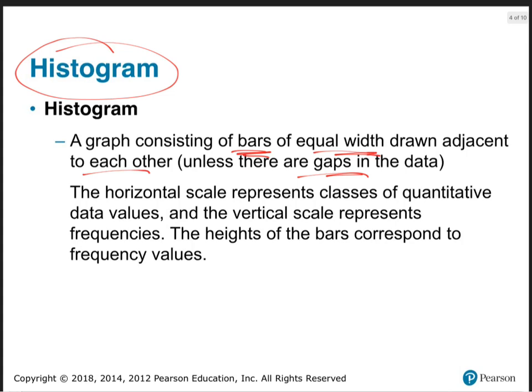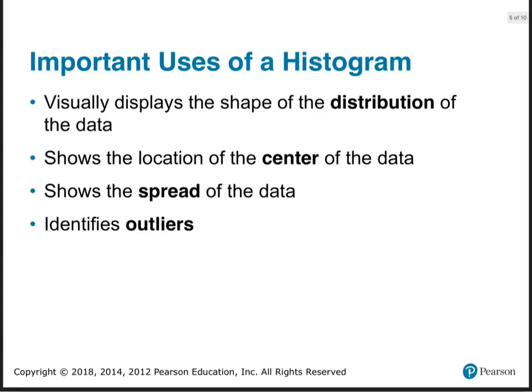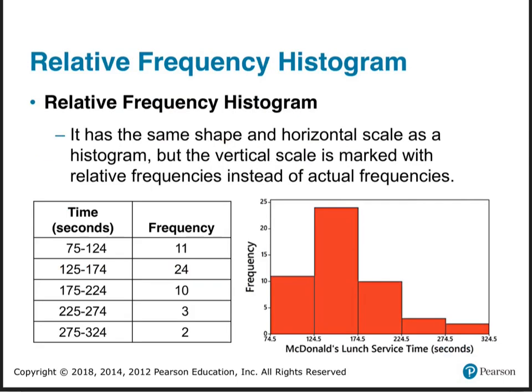This section is all about making bar graphs, which aren't far from frequency graphs, which we just made in the last section. So, it visually displays the shape of the data, the center, the spread, and outliers, data that are super high or super low, not fitting with the norm.